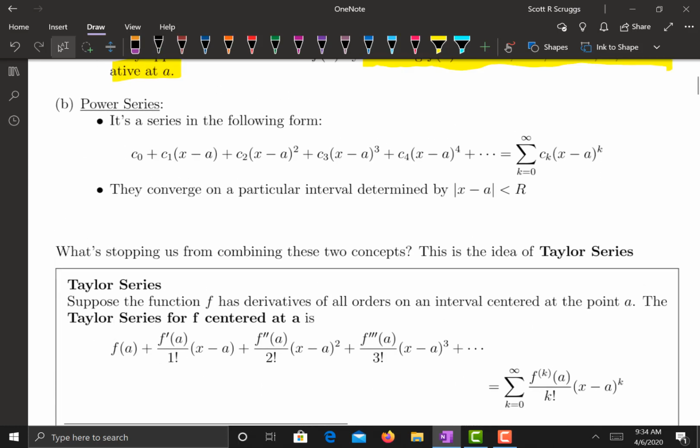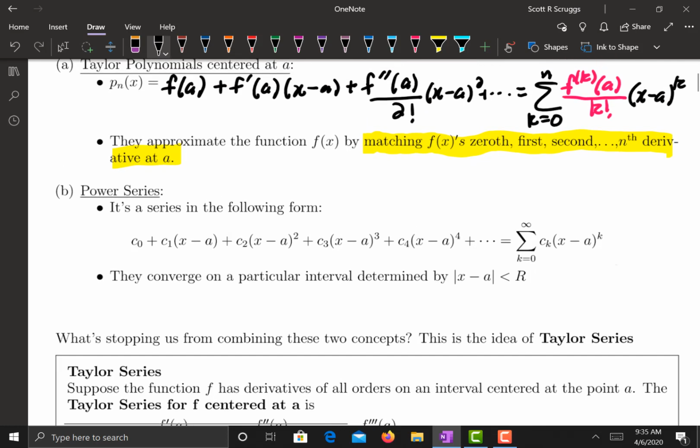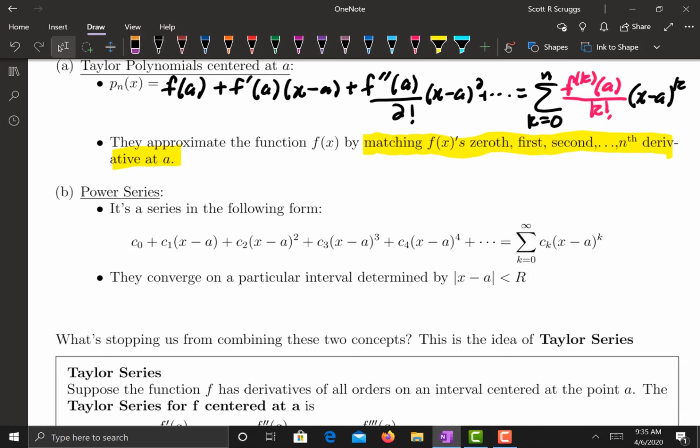The second main topic we talked about was a power series, which essentially extends and makes our Taylor polynomial more general, where instead of the specific coefficient that we wrote in pink, we now have in general the coefficient c of k, and this keeps going from 0 to infinity. Keep in mind that they converge on a particular interval determined by this quantity.